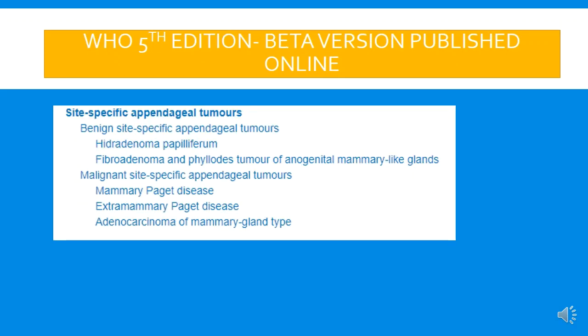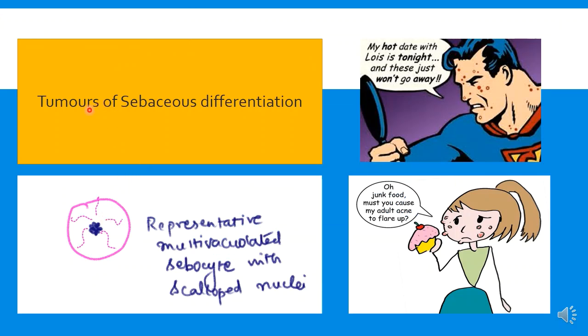And just take a look at these site-specific appendageal tumors. You will all be familiar with hidradenoma papilliferum, fibroadenoma, and phyllodes tumor of anogenital mammary-like glands. And malignant site-specific appendageal tumors are mammary Paget disease, extramammary Paget disease, and adenocarcinoma of mammary gland type. So let us move on to tumors of sebaceous differentiation.